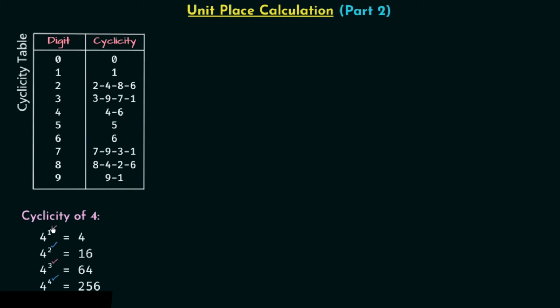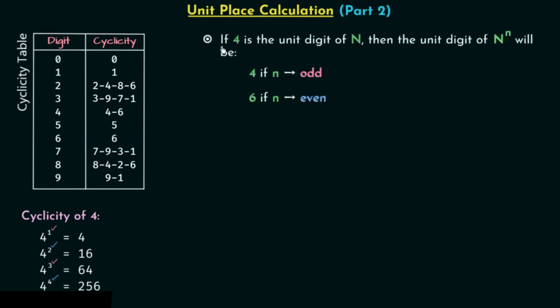So from this understanding, we can say that if 4 is the unit digit of number n, then the unit digit of number n raised to power n will be 4 if n is odd, and the unit digit will be 6 if n is even. So I hope this point is clear to you. Now we will see one example to understand this better.